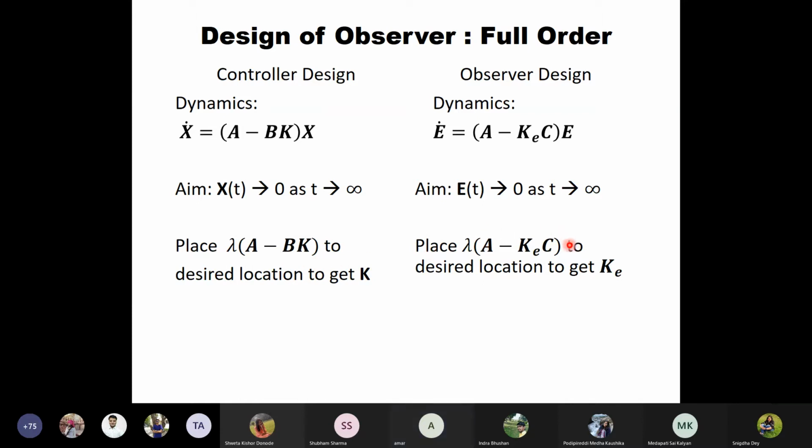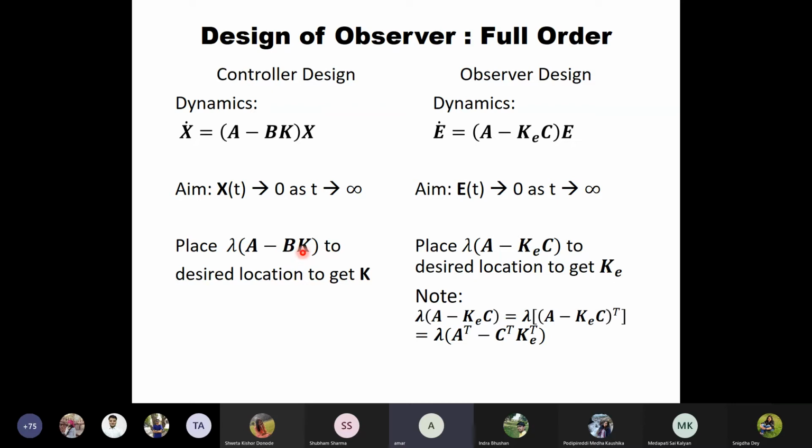So if I have to utilize these methods, then I have to choose a matrix of the A minus BK form. See, here K is post multiplied, whereas there K is pre multiplied. But we also know that the eigenvalues of A minus KeC are the same as the eigenvalues of the transpose of that matrix. That means the eigenvalues of A transpose minus C transpose Ke transpose.